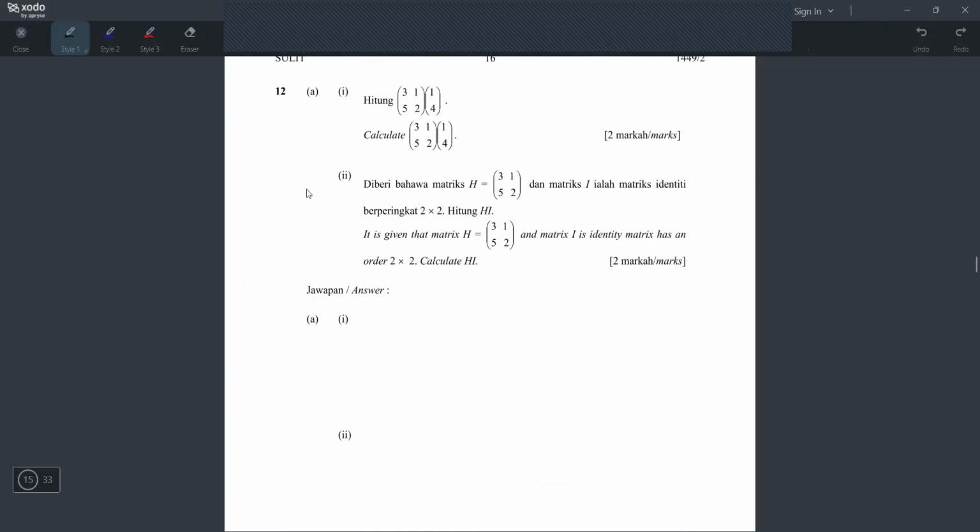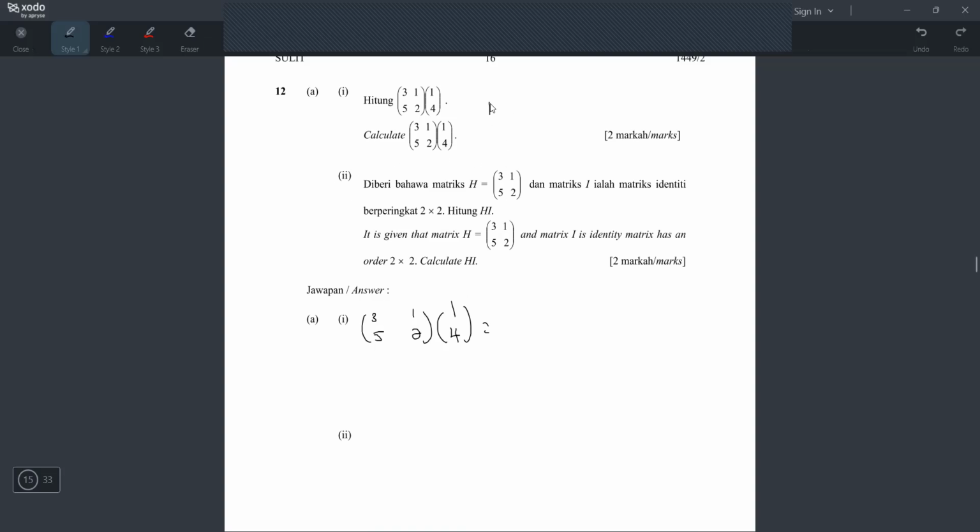Okay, so sekarang kita buat number 12. Okay, number 12, this is matrix. This is very obvious, it's matrix. So they want to darab what? 3, 1, 5, 2, darab dengan 1, 4. When you take matrix, darab matrix, you cannot simply darab. Dia ada cara untuk darab dia.